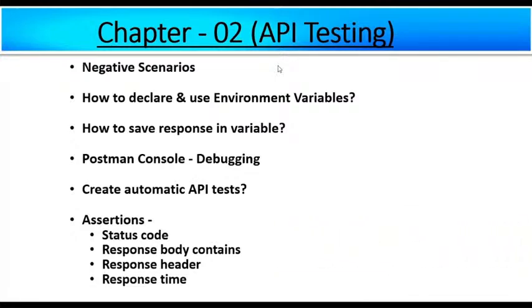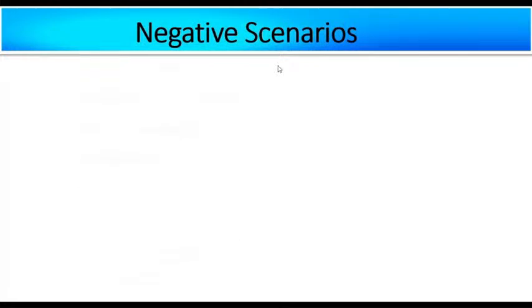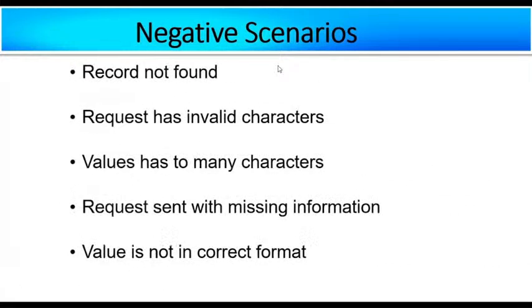So let's start discussing the negative scenarios. With respect to that, we will create a couple of negative API requests in the Postman. The first scenario is record not found. When we are requesting a record which is not there in the server, we will get the record not found with the 404 status code. And the second scenario is when we are passing invalid characters in the request body. So that time we will get the 400 error with the bad request.